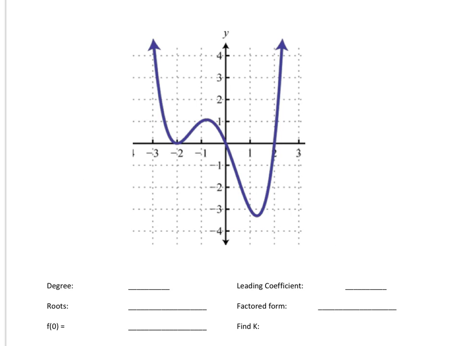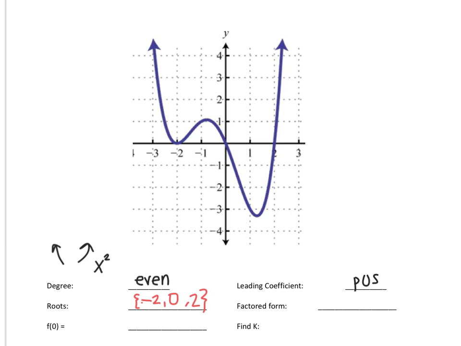Okay, your degree should have been even because the end behavior models a positive x squared graph. These pieces model the end behavior as even. My leading coefficient is positive because, again, it looks like a positive x squared graph. Your roots are at -2, 0, and positive 2. These values here, -2, 0, and 2.